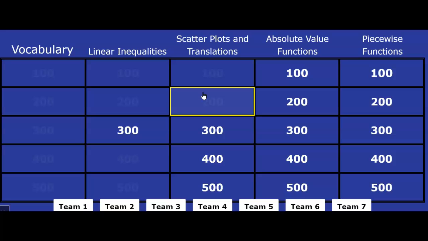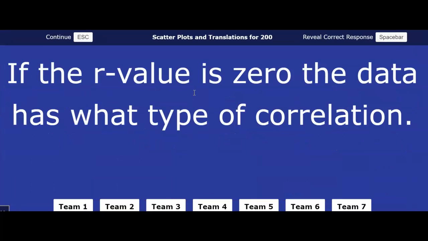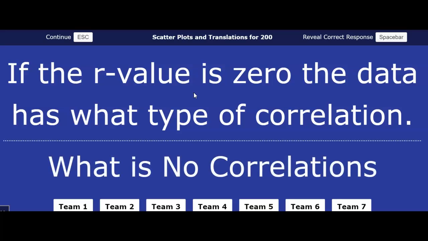It wouldn't be straight. That's a horizontal line. No correlation would not be straight. A horizontal line would have a correlation. That's what I said. If the R value is 0, the correlation is none.